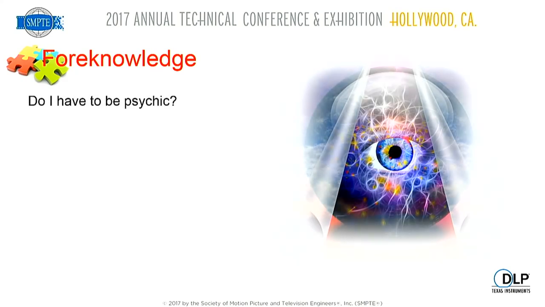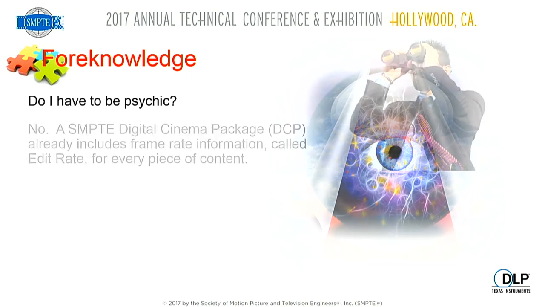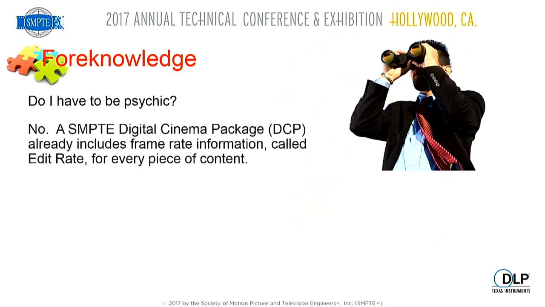So, foreknowledge. It's a big word. What does that mean? Does that mean that I have to be psychic? I wanted a picture of Johnny Carson with the Swami hat, you know, the great Karnak, but apparently that wasn't on Adobe stock photos, so I got this picture instead. The answer to this question is no, I don't have to be psychic.